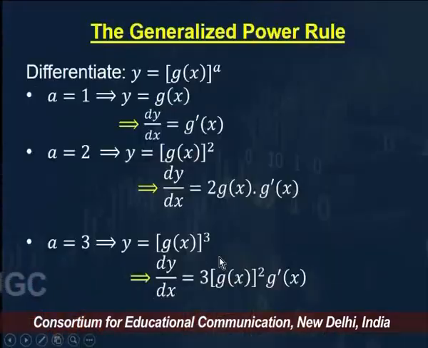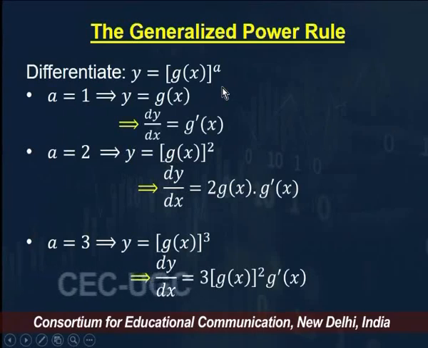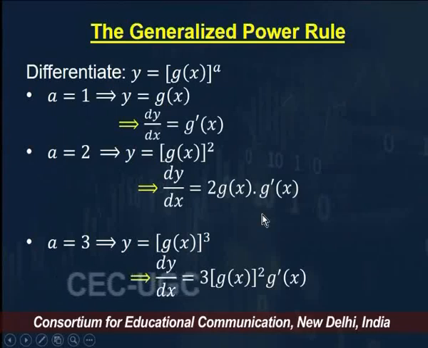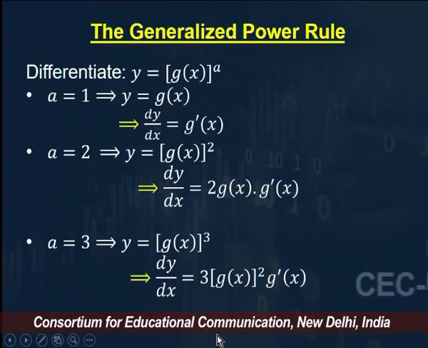And if you still haven't, then let me show you these results summarized for a equal to 1, 2 and 3. And now I think things should be fairly clear. So I'll also point out the pattern. Our expression here is g of x to the power a. For a equal to 1, we get dy by dx equal to g prime of x. For a equal to 2, we get dy by dx equal to 2 times g of x times g prime of x. And for a equal to 3, we get dy by dx as 3 times g of x the whole squared times g prime of x.